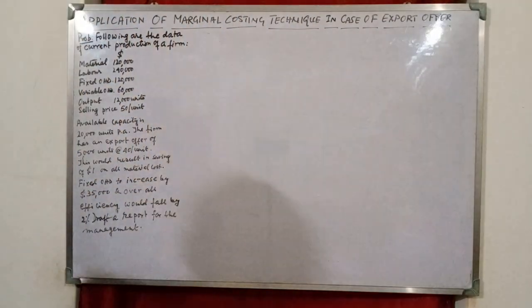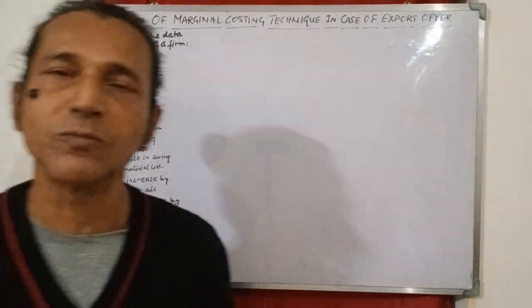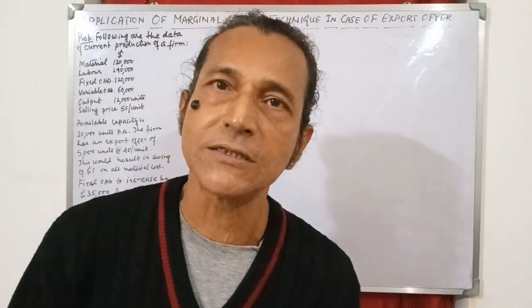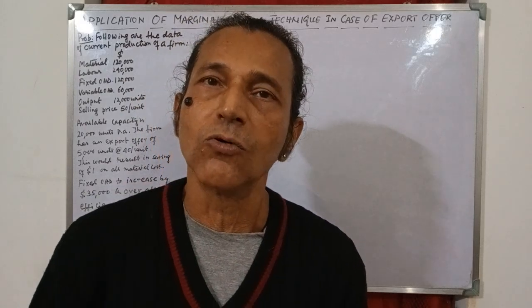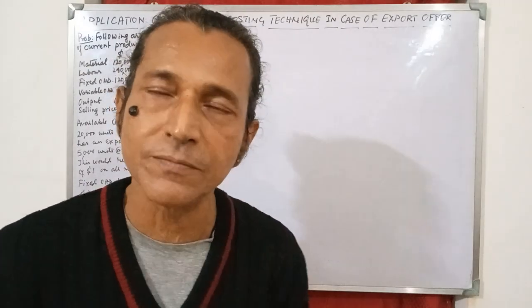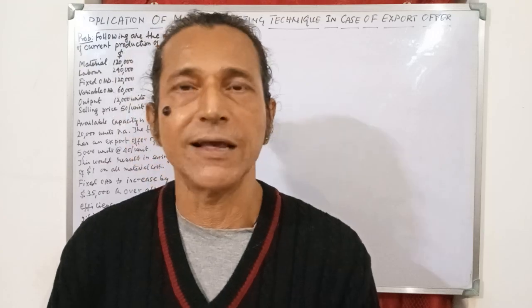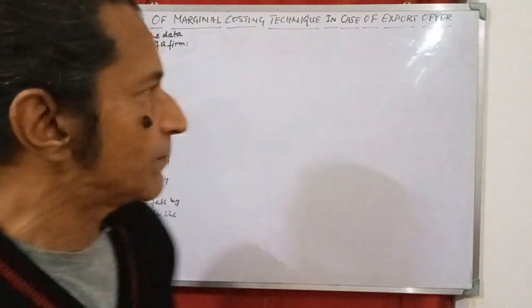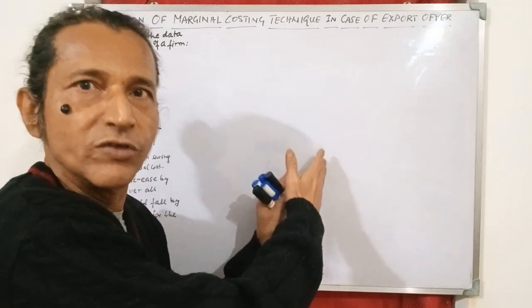So I am now going to solve this problem and finally make the comment whether the export order should be accepted or not. So what is our aim? Our aim is to determine the profitability without the export order, that is without exporting, continuing the current production level, and the profitability with the export order. That is, one segment of the solution will be profitability without export and profitability with export. Correct?